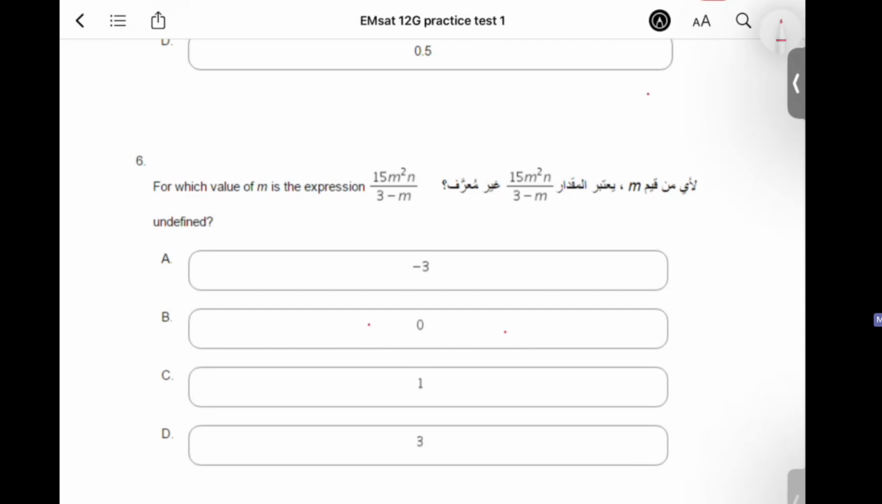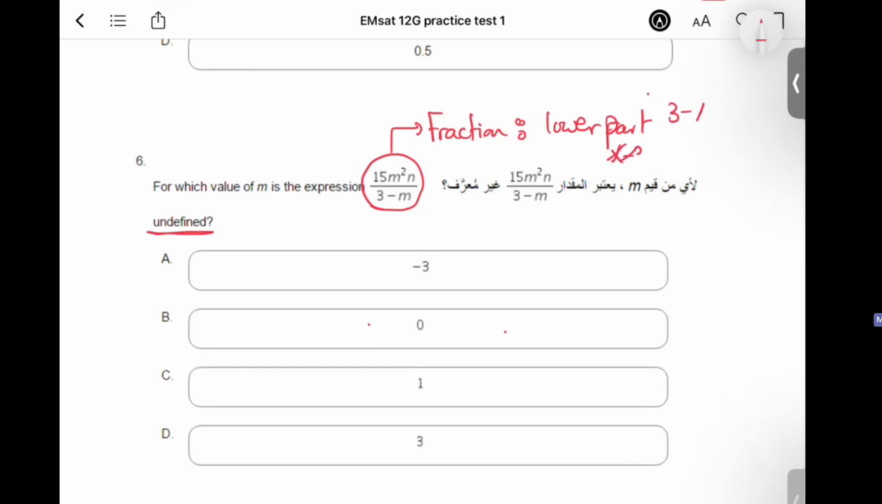He is asking you when this expression is undefined. By the way, this expression is a fraction. Your biggest fear from any fraction is having the lower part equal 0. Thus you will say 3 minus x equals 0.